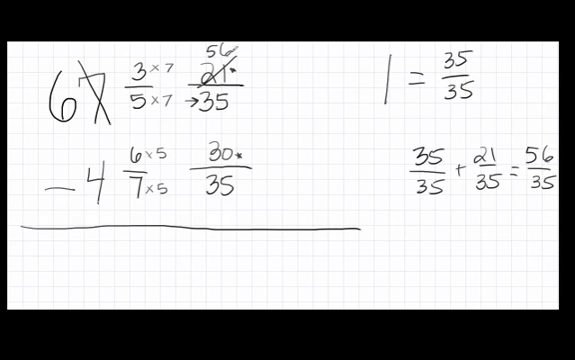Now we can subtract the numerators. 56 minus 30 is 26 35ths, and don't forget to subtract the whole numbers. 6 minus 4 is 2 26/35. That one turned out to be kind of ugly. Let's do one more.